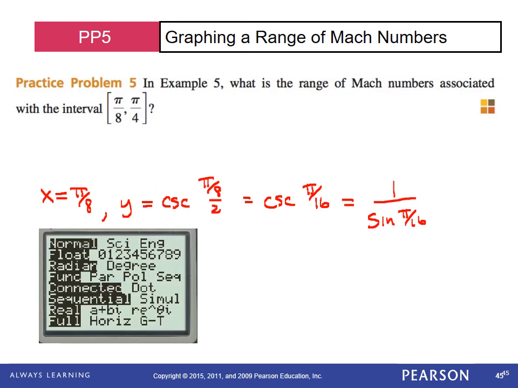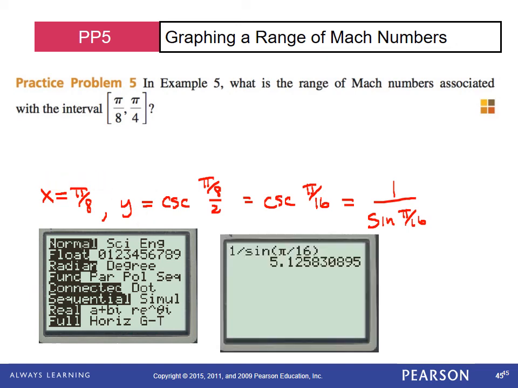So first things first, you have to go into your mode, and you got to make sure that you are in radian measurement. And make sure this is highlighted. If you have degrees highlighted, just put your flashing cursor over here, and then click enter, and that will highlight this. Next, let's put it in. You're going to put 1 divided by sine. And once you press the sine button, a parenthesis is going to open up, and you put pi divided by 16. Close it off, and you got an answer. The answer is approximately 5.1.